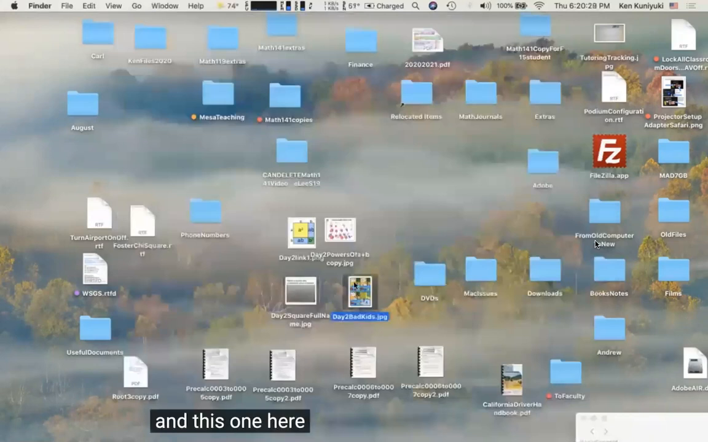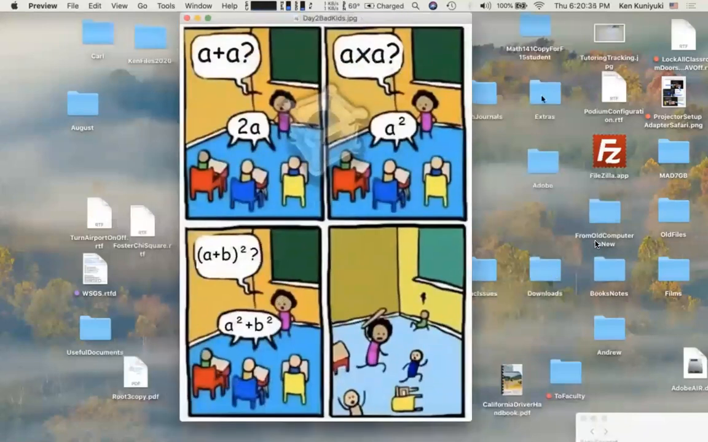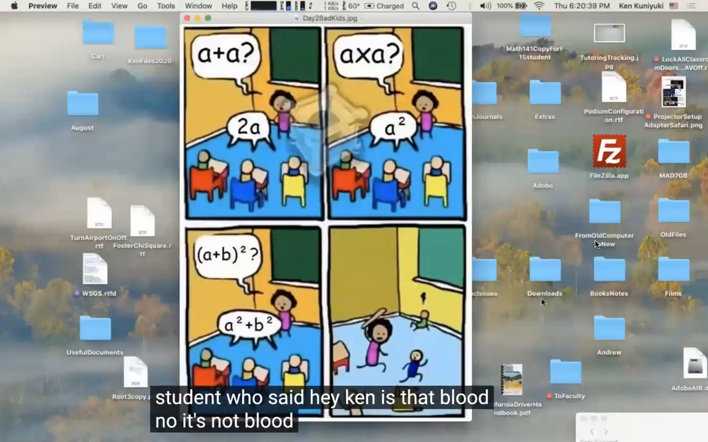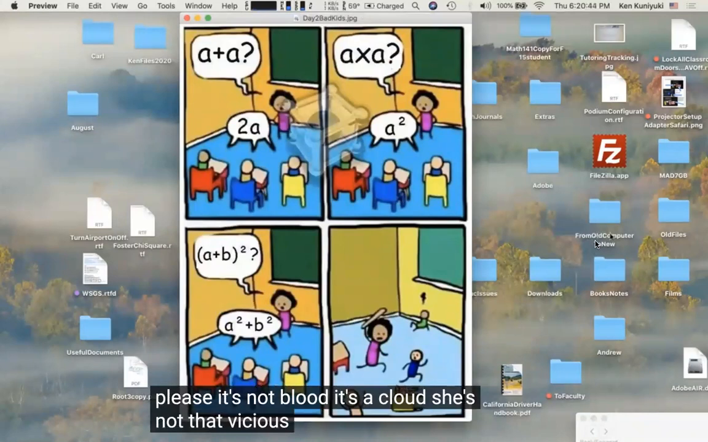And this one here. And folks, that's not blood. I just assumed it said, hey, Ken, is that blood? No, it's not blood. It's a cloud. Please, it's not blood. It's a cloud. She's not that vicious. All right.